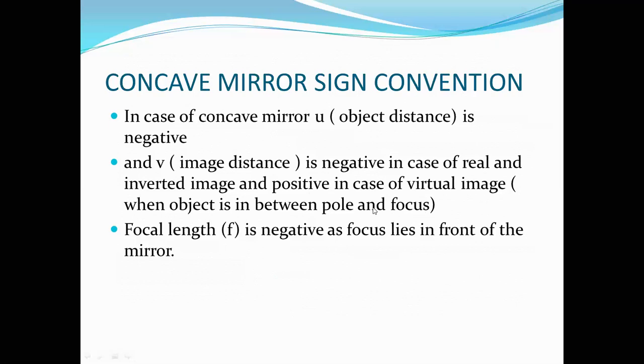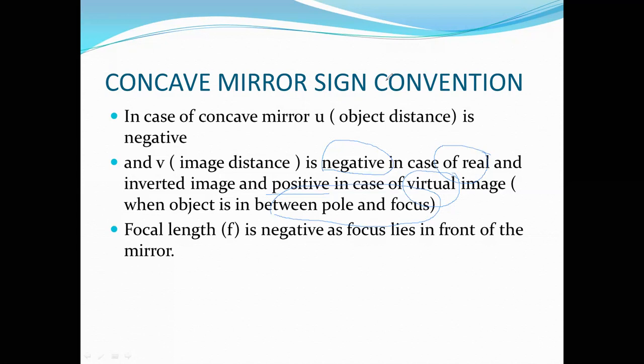In which case? When the object is between pole and focus. Only in this case is the image distance taken as positive. Otherwise, in all the other cases, when the image is forming real and inverted, V is always negative. Remember, in case of real, V is negative. In case of virtual, V is positive.